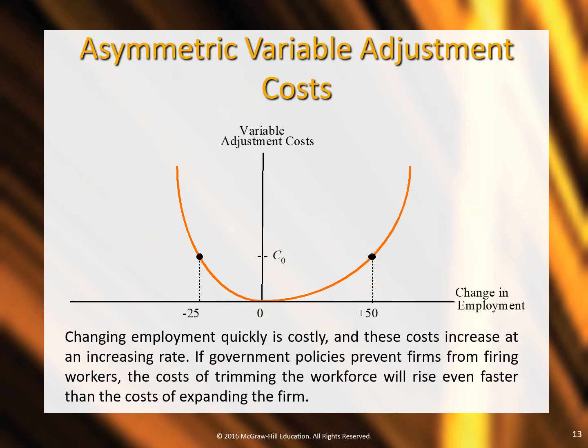Asymmetric variable adjustment cost. The slope of hiring workers is much flatter than firing workers. Looking at the graph, we can conclude that firing 25 workers is equal to hiring 50 workers, which means firing workers is much more costly. Changing employment quickly is costly, and this cost increases at an increasing rate. If government policies prevent firms from firing workers, the cost of trimming the workforce will rise even faster than the cost of expanding the firm.